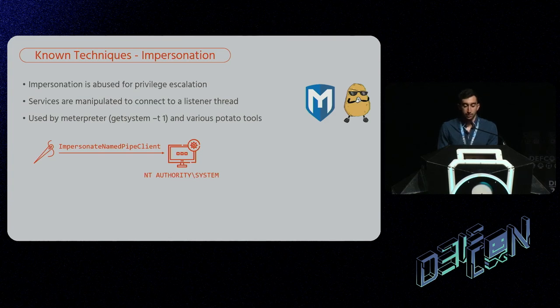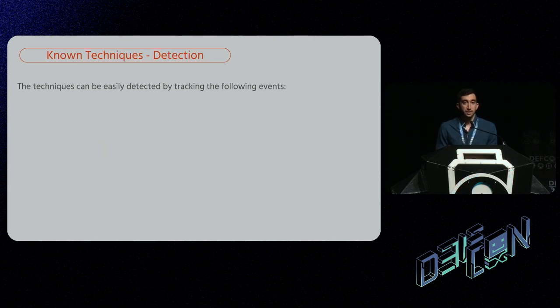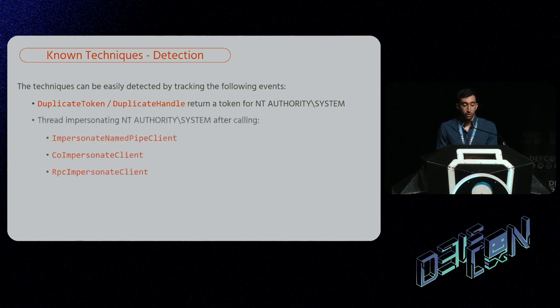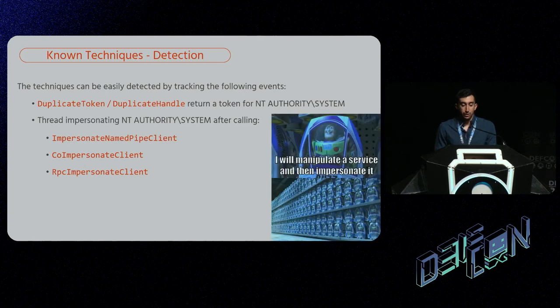This is another technique implemented in Meterpreter, and also many potato tools manipulate services in various ways. These techniques are known for a long time, and detecting them is easy. We can look for events of duplicate token or duplicate handle that return a token of NT AUTHORITY\SYSTEM to a process with lower privileges, or a thread that impersonates system after calling one of these APIs. Many tools are very similar and will be detected by the same logic.